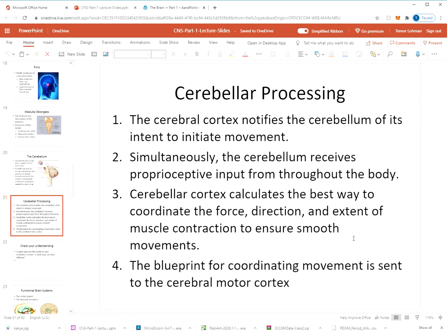So the cerebellar cortex, the premotor cortex most likely, calculates the best way to coordinate the force, direction, and extent of contraction to ensure smooth movement, based on the information the cerebellum is monitoring and relaying to the motor cortex. This blueprint that's developed in coordination with the cerebellar cortex and the cerebral cortex is delivered to the primary motor cortex to be delivered to the muscles. So, pretty complicated process.